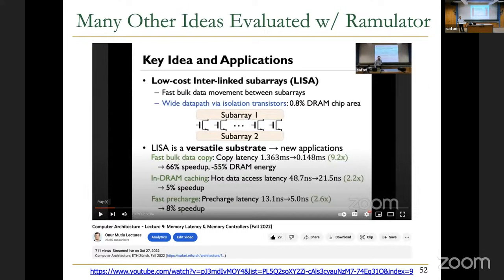We actually open source BlockHammer. There are many other ideas that we evaluate with Ramulator, and LISA, for example, is one of them. I guess you are also aware of LISA: it adds some transistors to connect different subarrays, such that we can quickly copy a page, a row, from one subarray to another subarray. With Ramulator, we can implement such ideas as well. You can change a memory model, make that connection, and show the effect of that on performance.